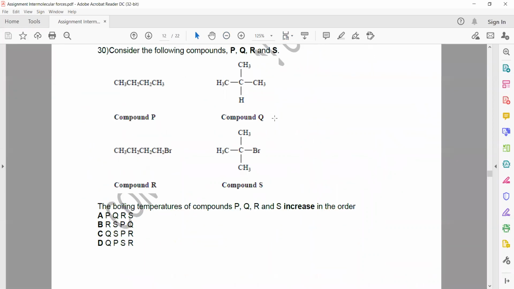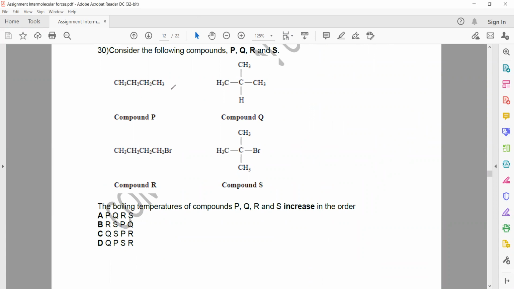In question 30, consider the following compounds P, Q, R, and S. Arrange them in increasing order of boiling temperature. So first thing, we check the number of carbon atoms, and then we check the type of intermolecular forces between them.